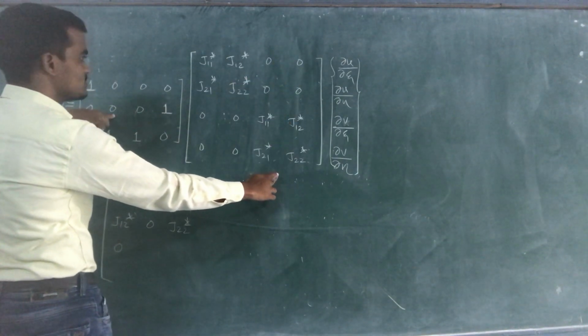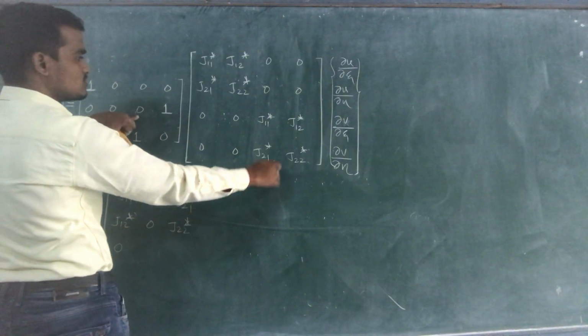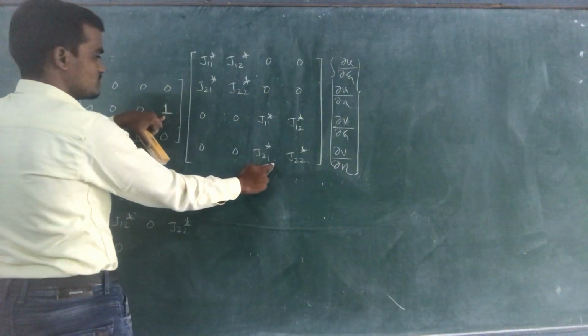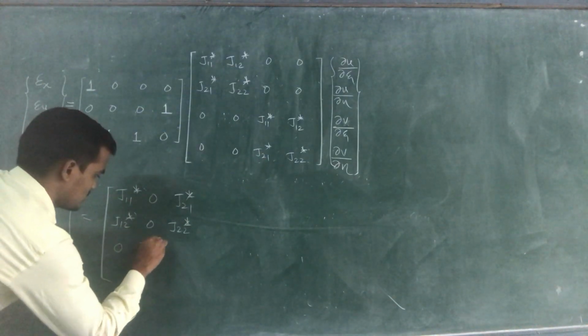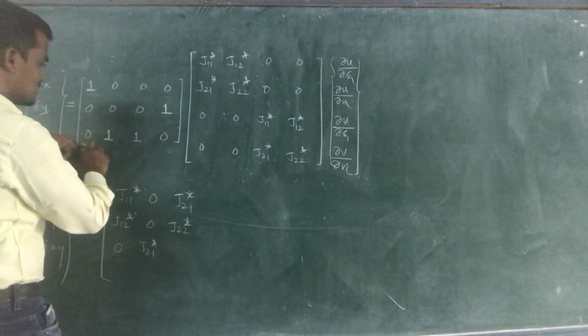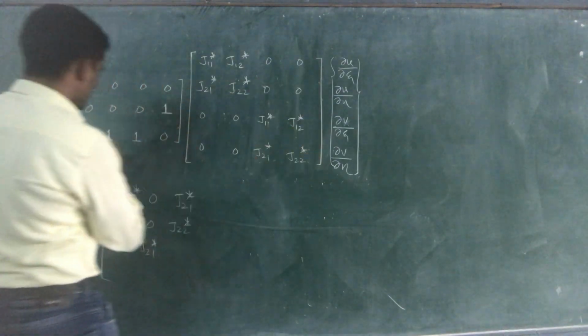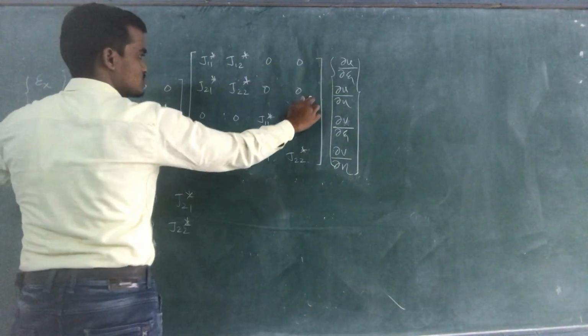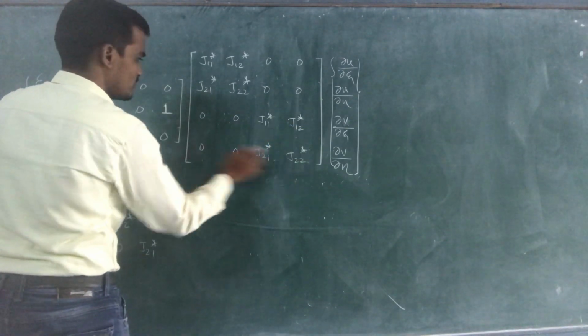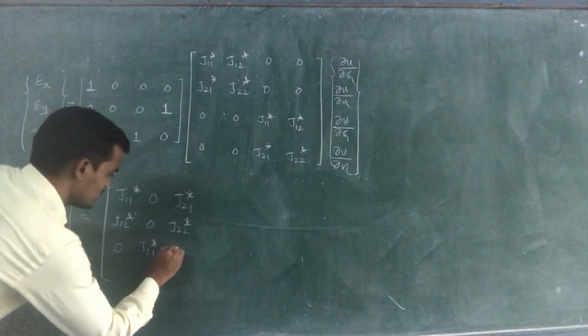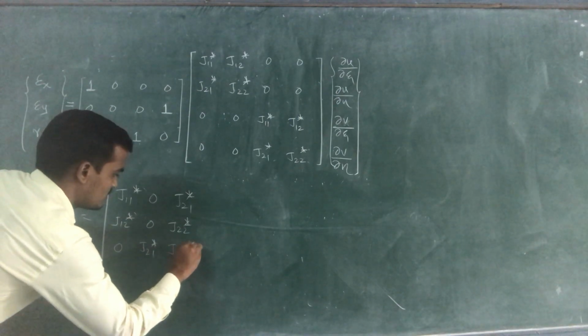Then this second row into this third column. So second row, first two terms are 0. Third term is also 0. So 1 into this, J21 star. Then third row into fourth column. So first two terms are here 0, so it will become 0. So 1 into J12 star and 0 into this 0. J12 star will be J12 star.